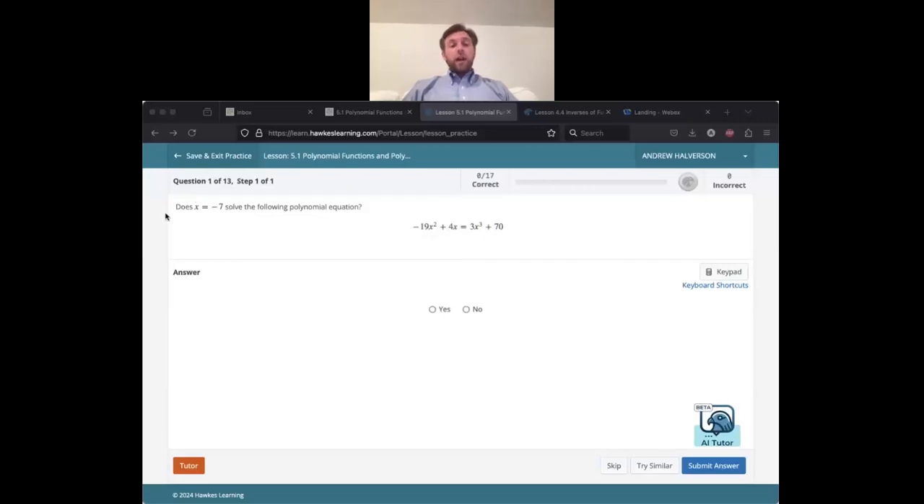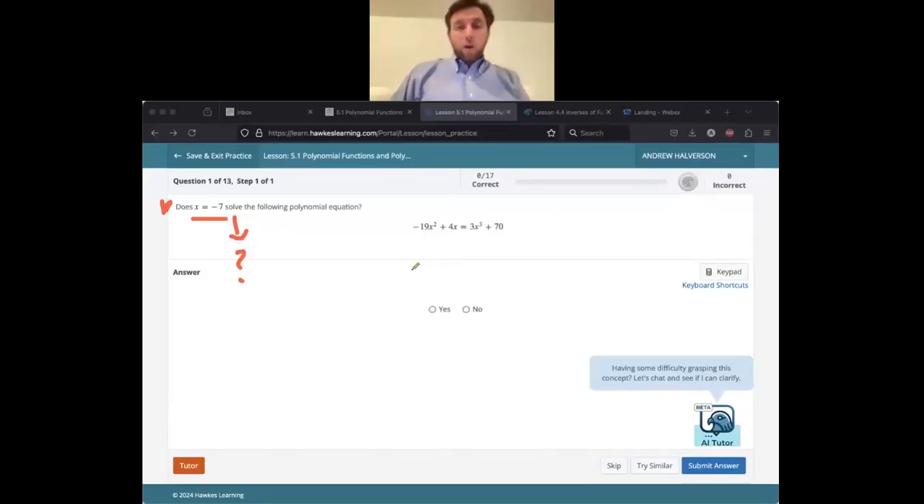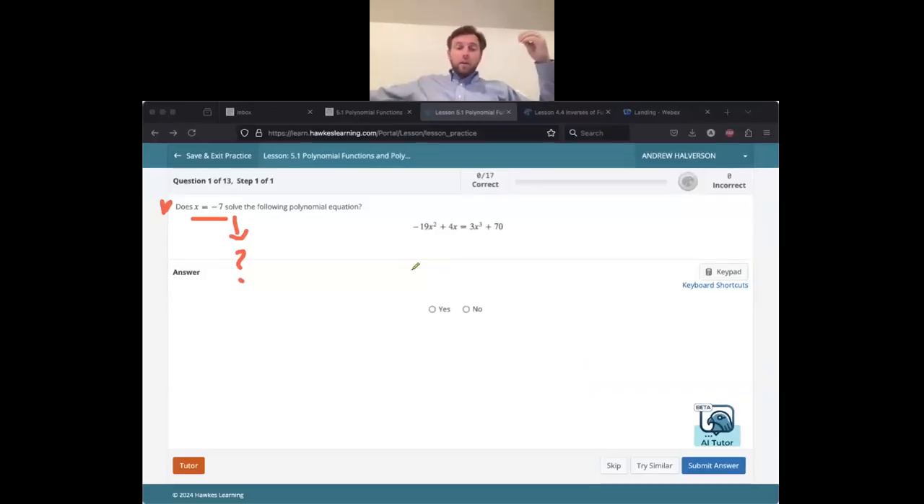Now this question asks us, does the value x equals -7 solve the following polynomial equation? That's a lot of words, and we didn't need to say all those words. When we say solve, what we're essentially asking is, is the value -7 a solution? Does it work?